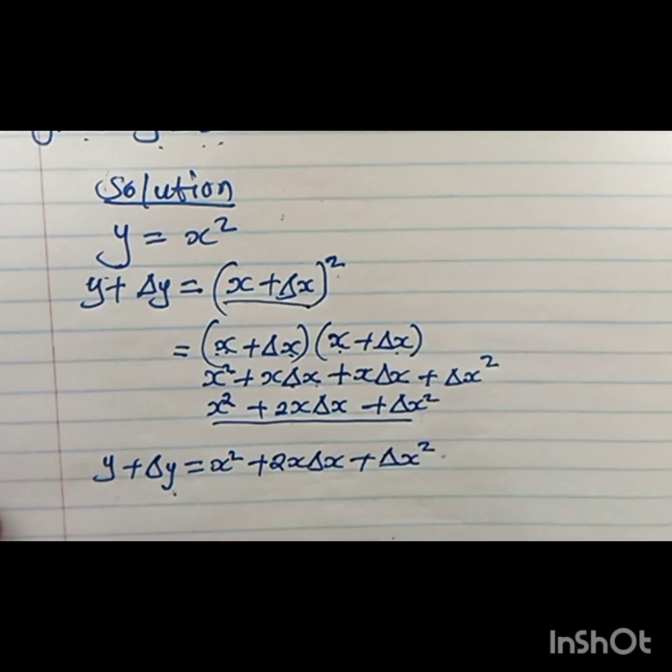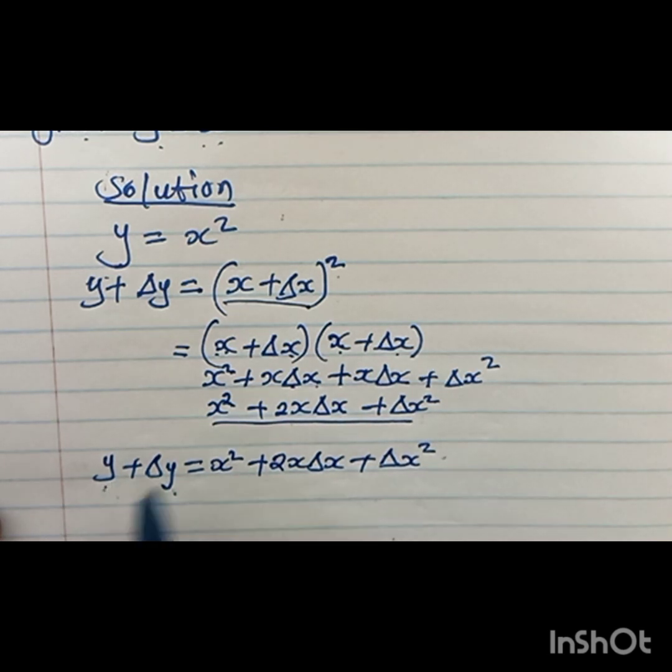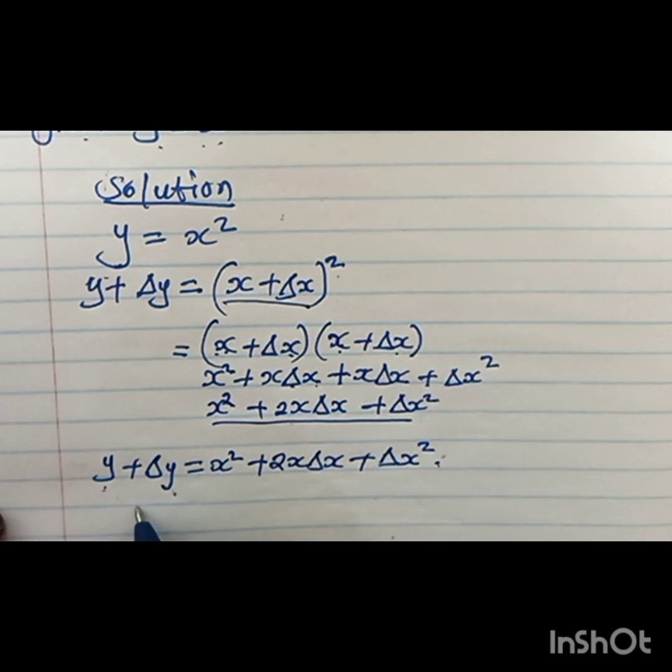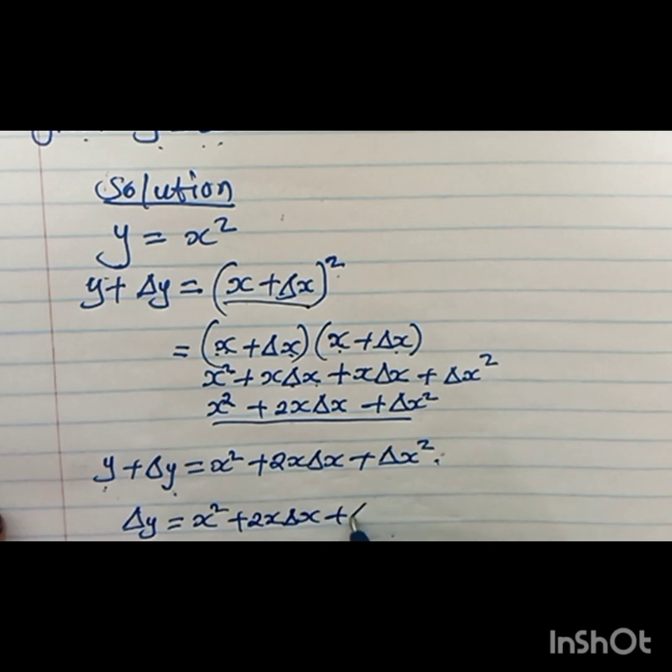Then from there, we can take this y to the other side, so that on this side I remain with change in y. So change in y is equal to x squared plus 2x change in x plus change in x squared, then minus y.